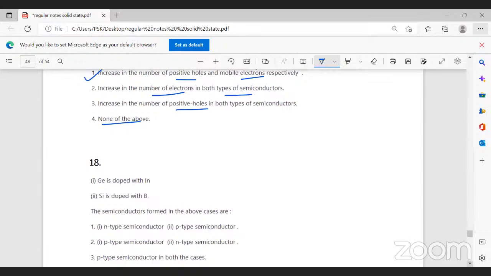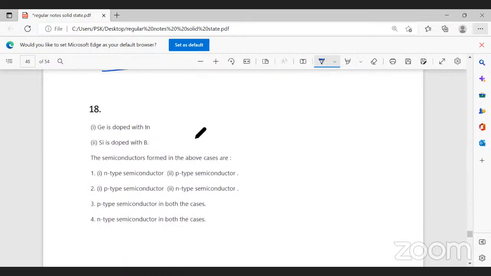Now here, germanium doped with indium, silicon doped with boron. Semiconductors formed in the above cases are N-type, P-type, P-type, N-type, P-type? Remember, indium is a pentavalent impurity. When we say indium is a pentavalent impurity, it will give what? N-type semiconductor.